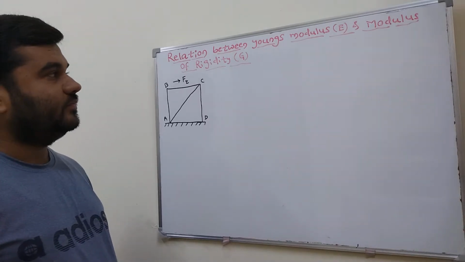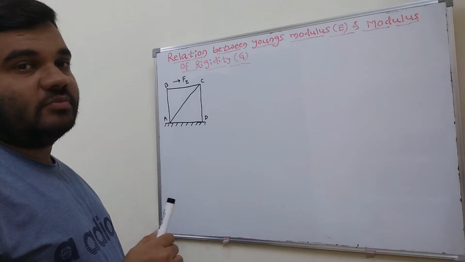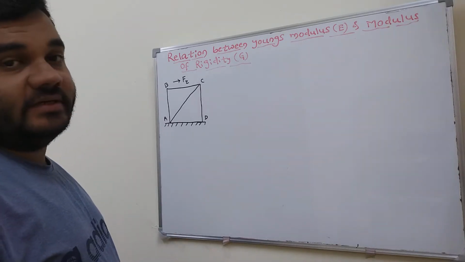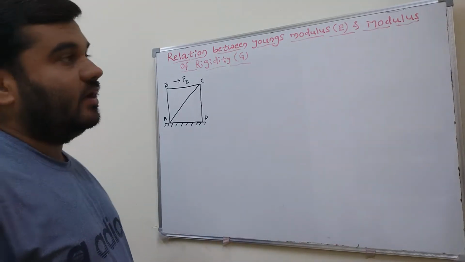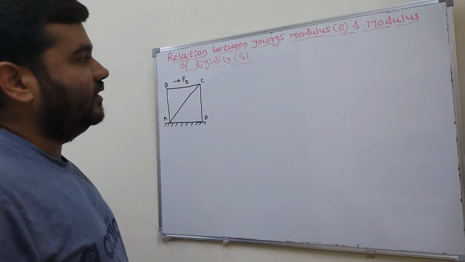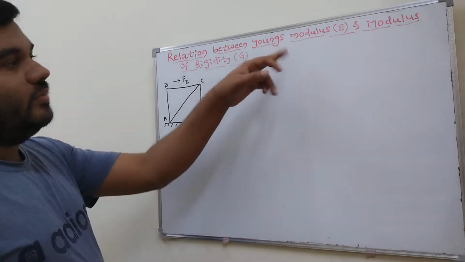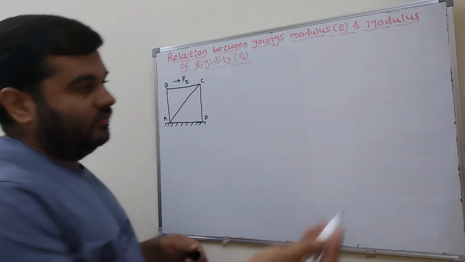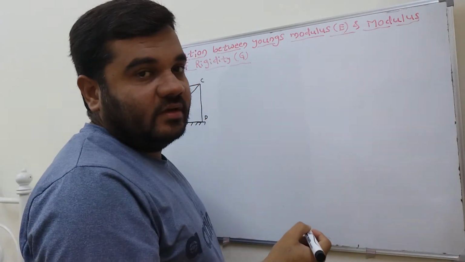In this video, we will derive the relation between the Young's modulus and the modulus of rigidity. So, Young's modulus, the notation is E, and the modulus of rigidity, the notation we denote by G here. So, what do you mean by Young's modulus? We already know the general formula for how we get the Young's modulus.